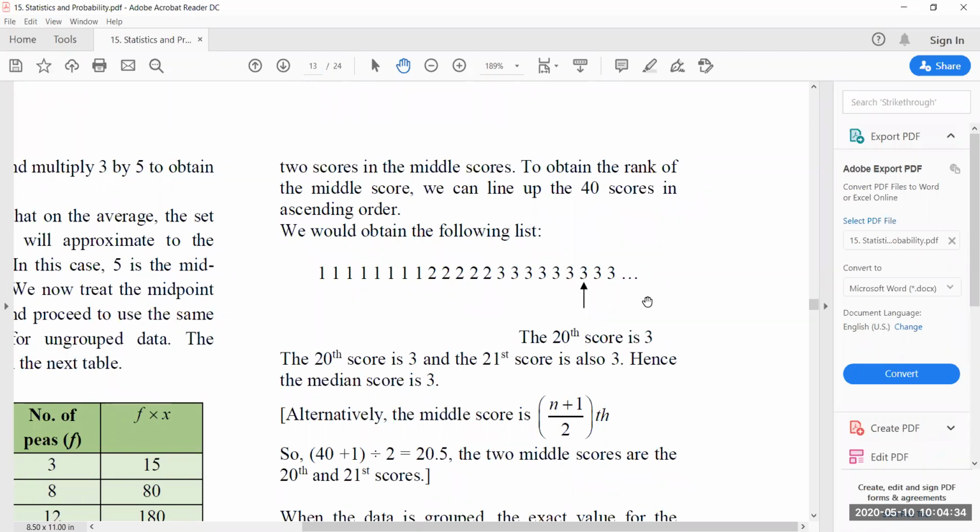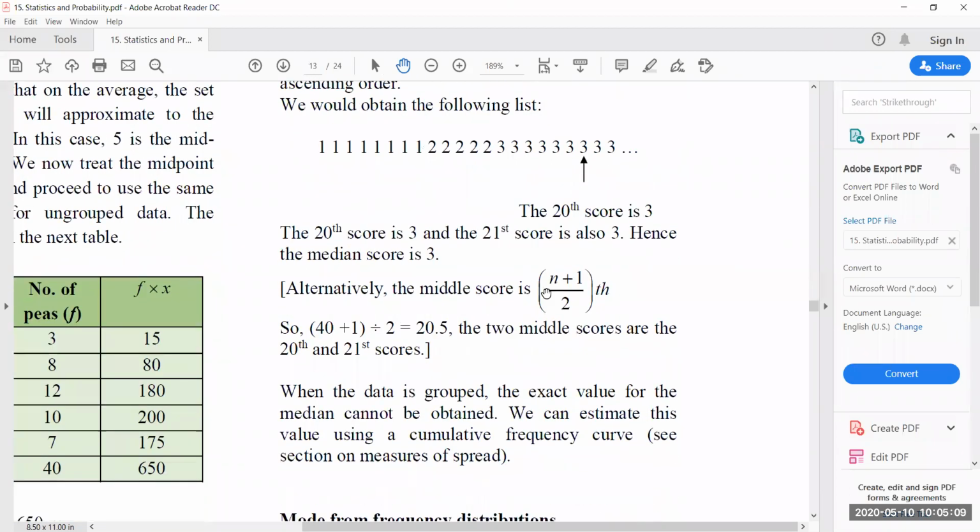Right. And the reason why we have to add 3 again to it is because 20 is an even number. So if we write out the 40 scores, right, there will be no one particular value in the middle. We'll have 2 values, and the first value is 3 and the second value is 3. So when there are 2 middle values in the median, remember, you add them together and you divide by 2. So that's why I got 3 again here, because 3 plus 3 is 6, and 6 divided by 2 is obviously 3.